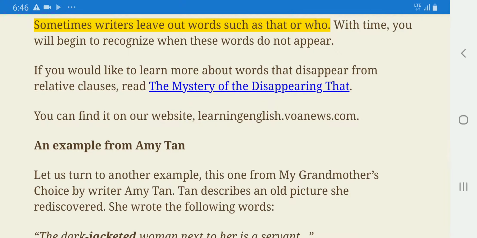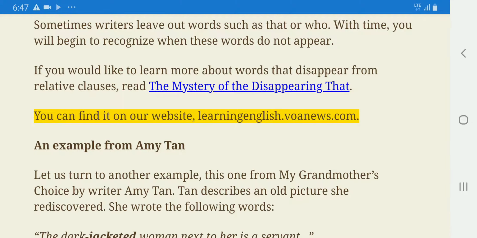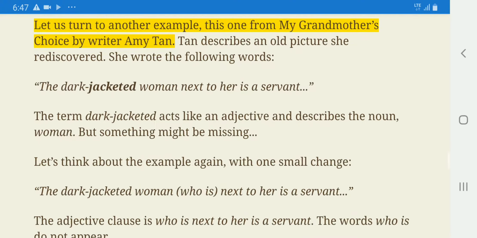Sometimes writers leave out words, such as that or who. With time, you will begin to recognize when these words do not appear. If you would like to read more about words that disappear from relative clauses, read The Mystery of the Disappearing That. You can find it on our website, learningenglish.voanews.com.